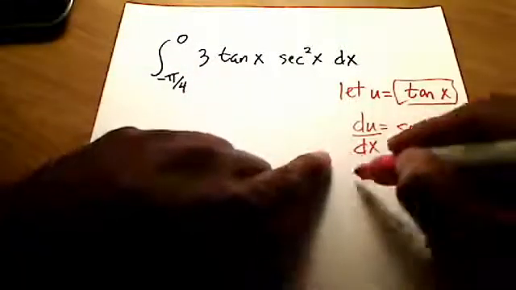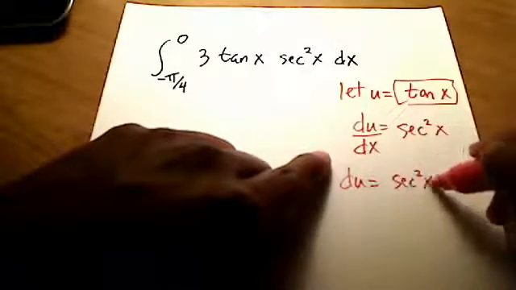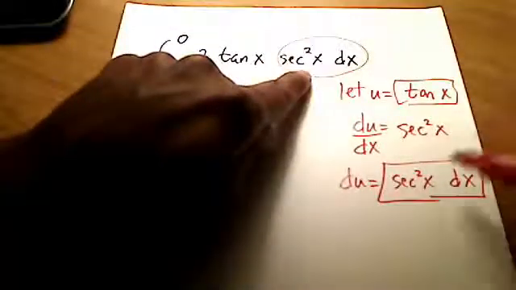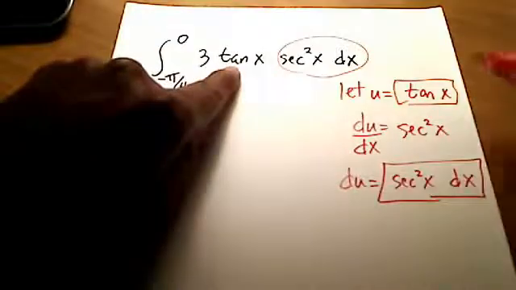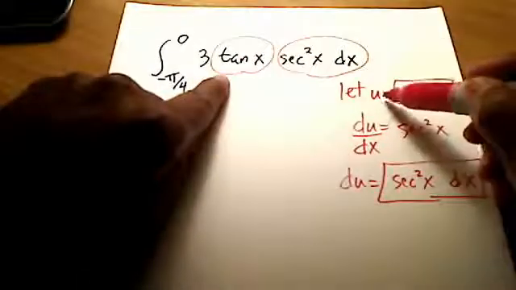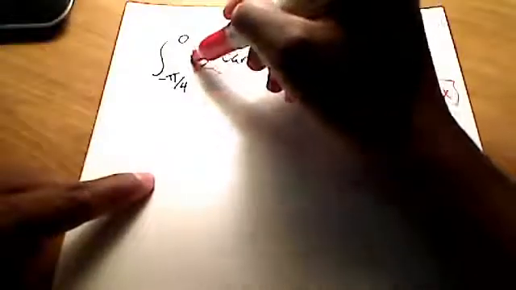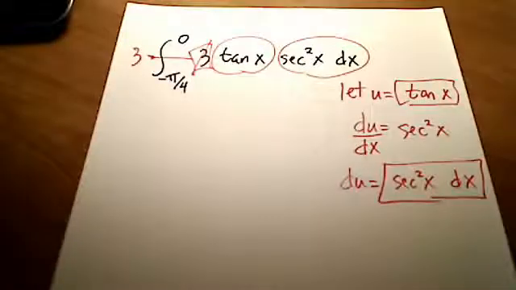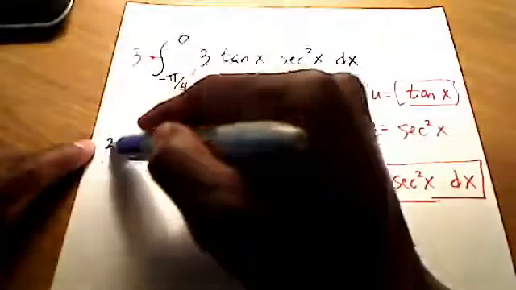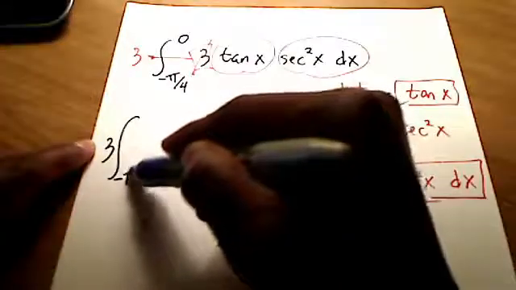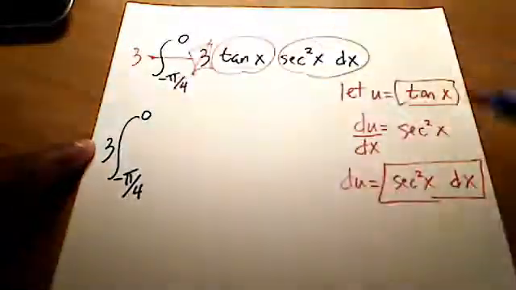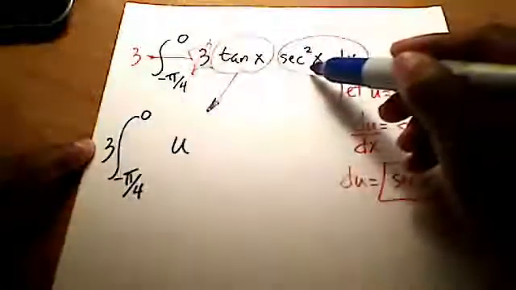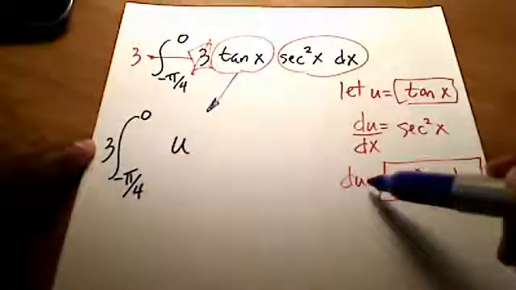If I multiply both sides by dx, I have du equal to secant squared x dx. And I see one of those right there, so we're going to substitute that in place of du. We're going to substitute tan x with a u. And since that 3 is just a constant multiple, I can kick it all the way out front. Let me rewrite this. I have a 3 out front, the integral between negative pi over 4 and 0. Instead of tan x, I'm going to replace it with a u, and instead of secant squared x dx, I'm going to replace it with a du.